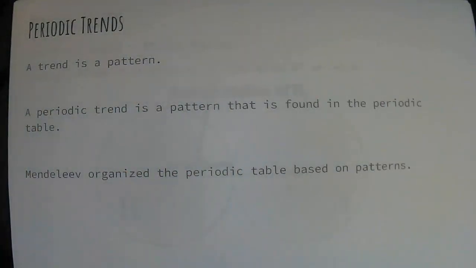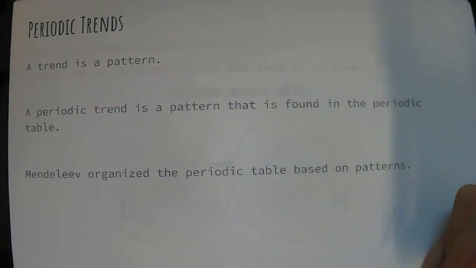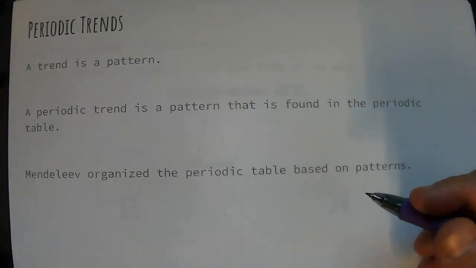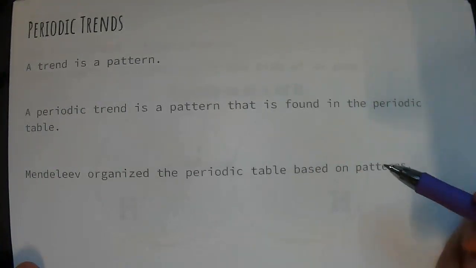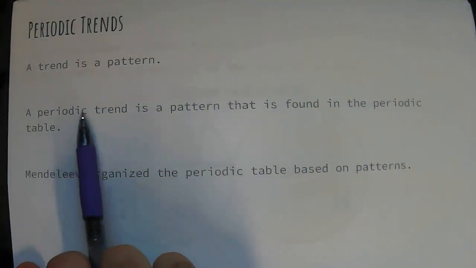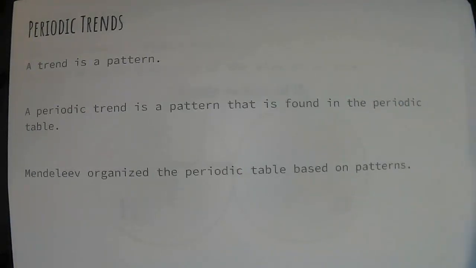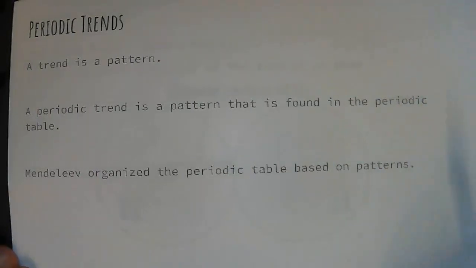Even a fashion trend is a pattern in how people dress. If somebody is trendy, they're kind of following the pattern of the popular colors and popular styles. And so a periodic trend is one that will repeat the pattern, and that repeating pattern is found on the periodic table. The reason why it's called the periodic table is because it repeats its pattern over and over and over again. And like I said earlier, Mendeleev organized all this stuff based on patterns.